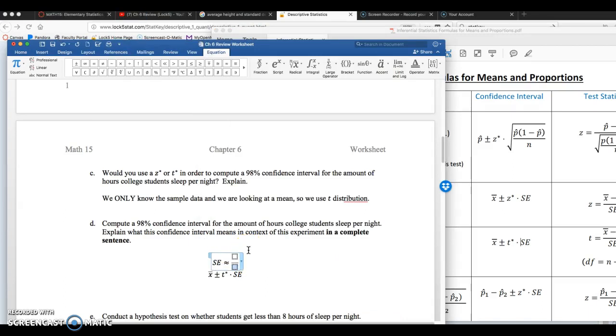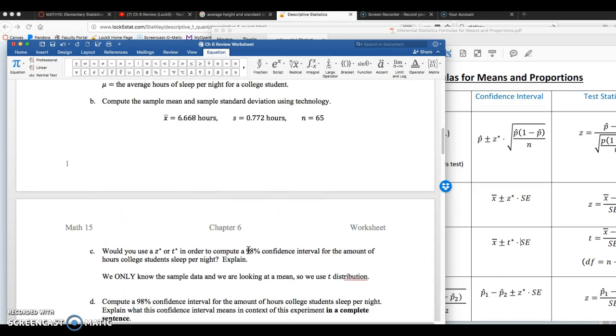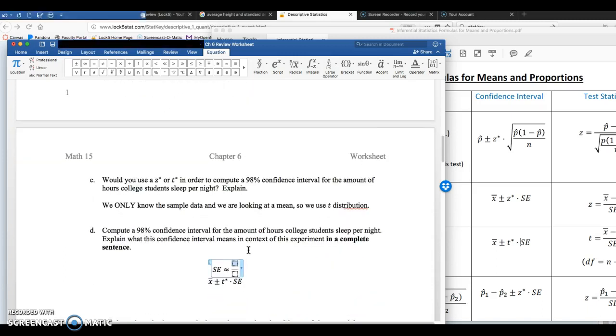So in this case, it's 0.772 divided by the square root of 65. If I throw that in the calculator, 0.772 divided by the square root of 65, we get 0.09575, so 0.0958. We round to 4 decimals.